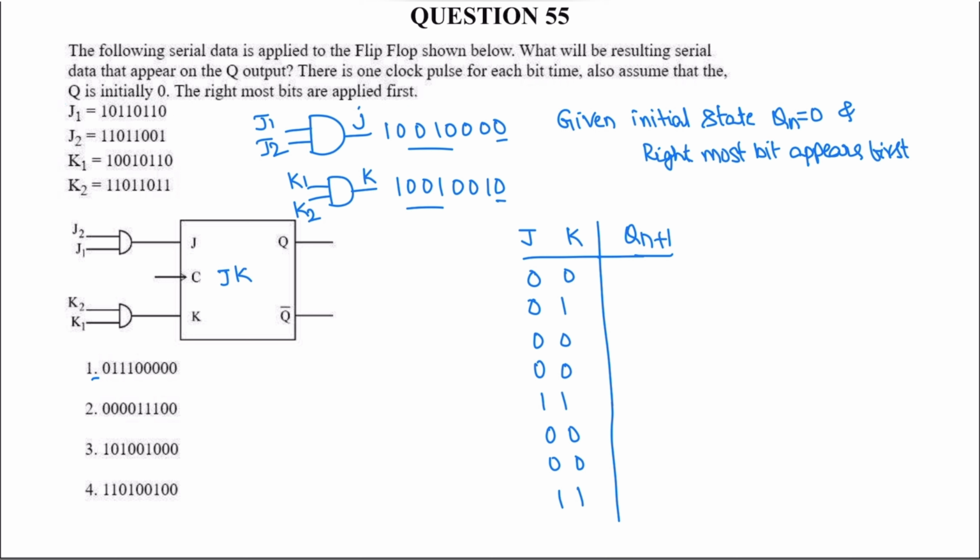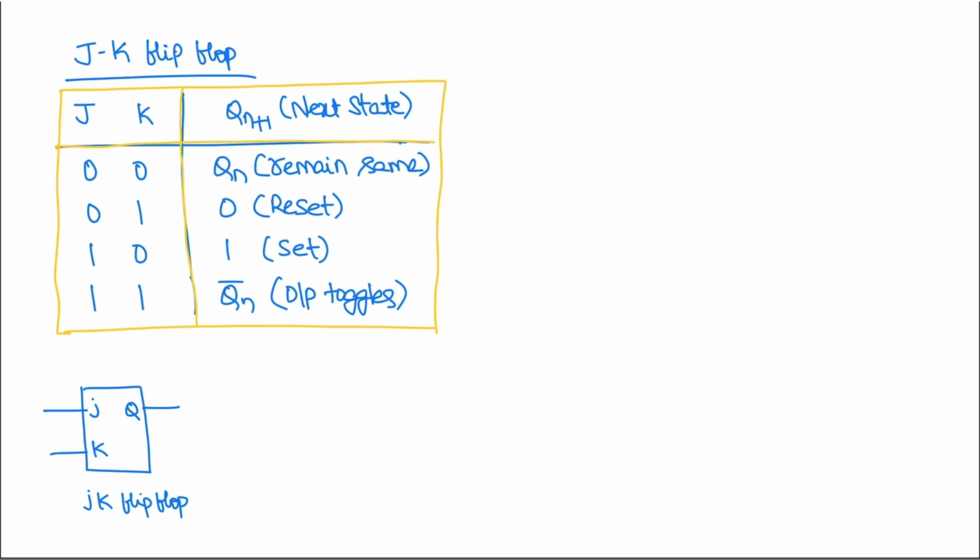Next, let us see some basics regarding the JK flip-flop. If both inputs are 0 0, then the next state is the same as the previous state. If J input is 0 and K input is 1, the flip-flop will reset, so the next state is 0. If J input is 1 and K input is 0, the flip-flop will set, so the next state value is 1. If both inputs are 1 and 1, then the flip-flop toggles. This is a block diagram of the JK flip-flop.